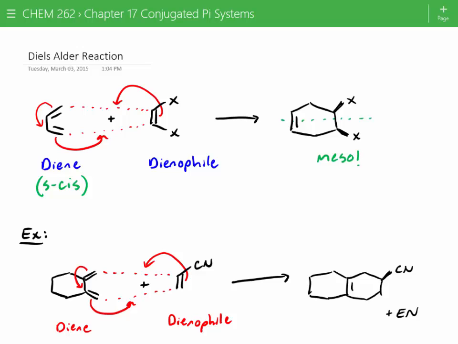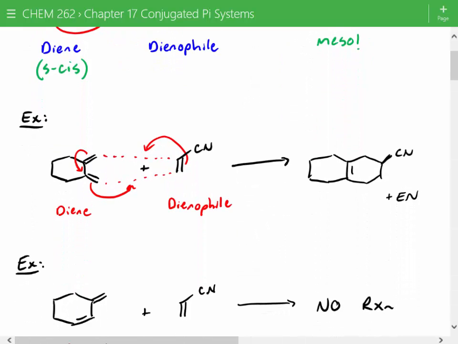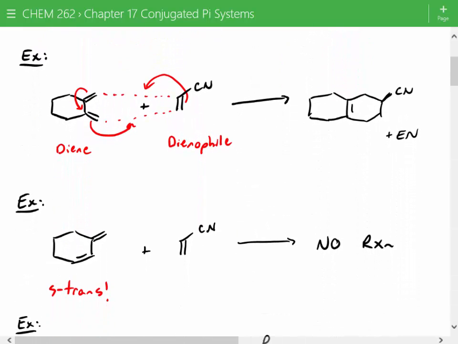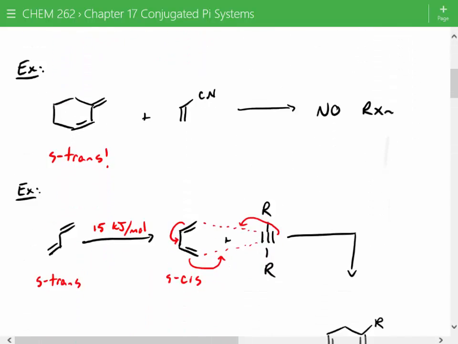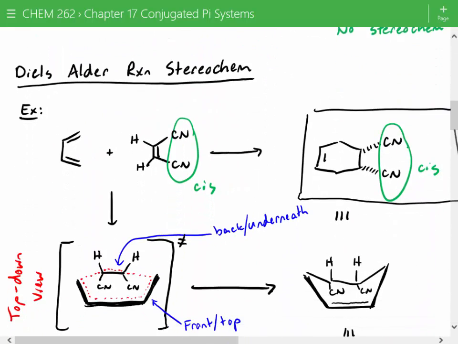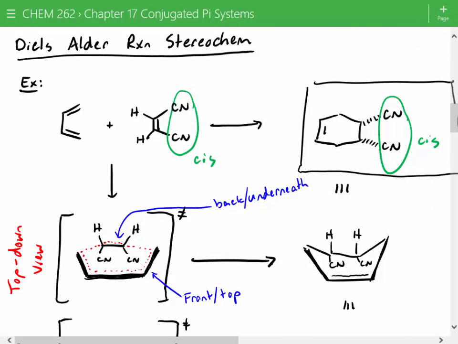We went through a few examples where we can use all sorts of different dienes, but the key thing was that if we compare S-trans versus S-cis, it has to be S-cis. So if it's locked into an S-trans conformation, this reaction won't work at all. Then we talked a little bit about stereochemistry, and we're going to start working on this more today.